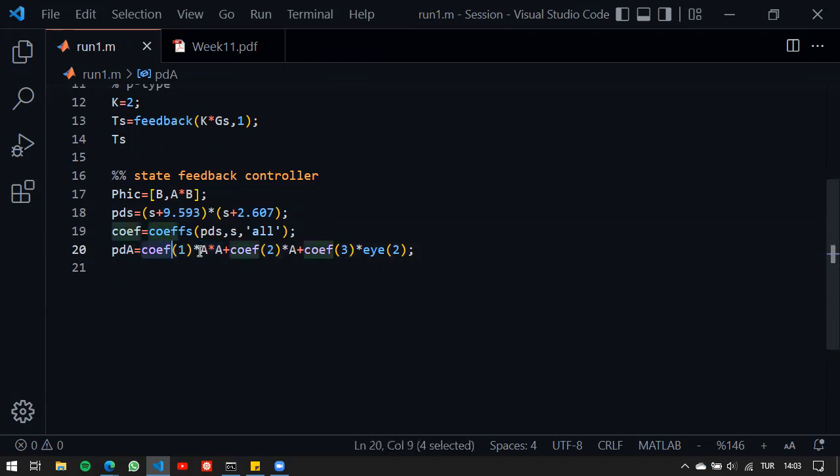This is some scalar times A. And then we have the second coefficient, and then we have 1 times A because there's s, and then we have the constant term. But in order to be able to sum these terms up, I need to append this identity matrix because it's a scalar and we have matrices. So that's PDS, that's phi c.